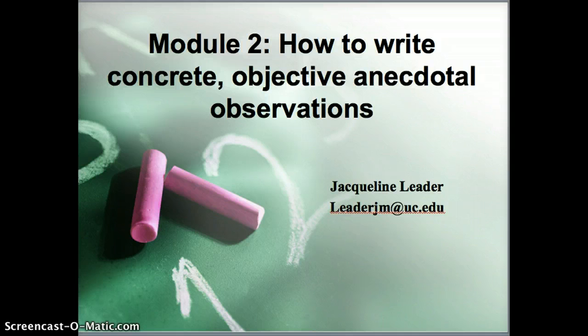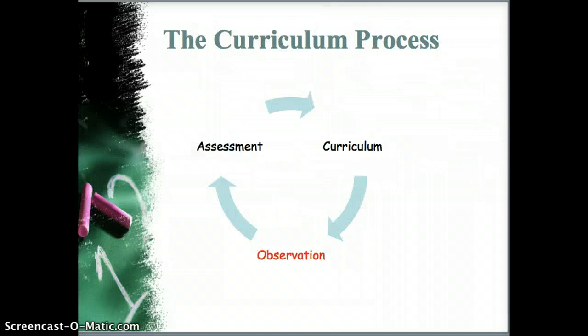We've already discussed how important observations are and some guidelines in writing observations. Now we're going to start looking at how to write objective observations. We've learned why we assess children and how we should assess young children. We've also started talking about what authentic assessment is and why it's so important to use with young children. These assessment strategies are part of the curriculum process, and today we're going to talk about observations.